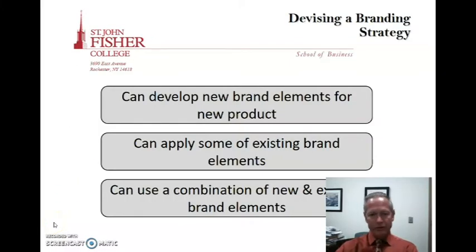So now we get to devising a brand strategy. There's really three things that you can do. You can develop new products. You can apply some existing brand elements to devising your strategy, or you can use a combination of both. If you want to rejuvenate your brand, you want to enhance your brand, the best way to do that is to develop new products or be innovative. Something like we talked about Buick and their brand rejuvenation. And that was done because of new product development and innovative new products to go with the existing brand.